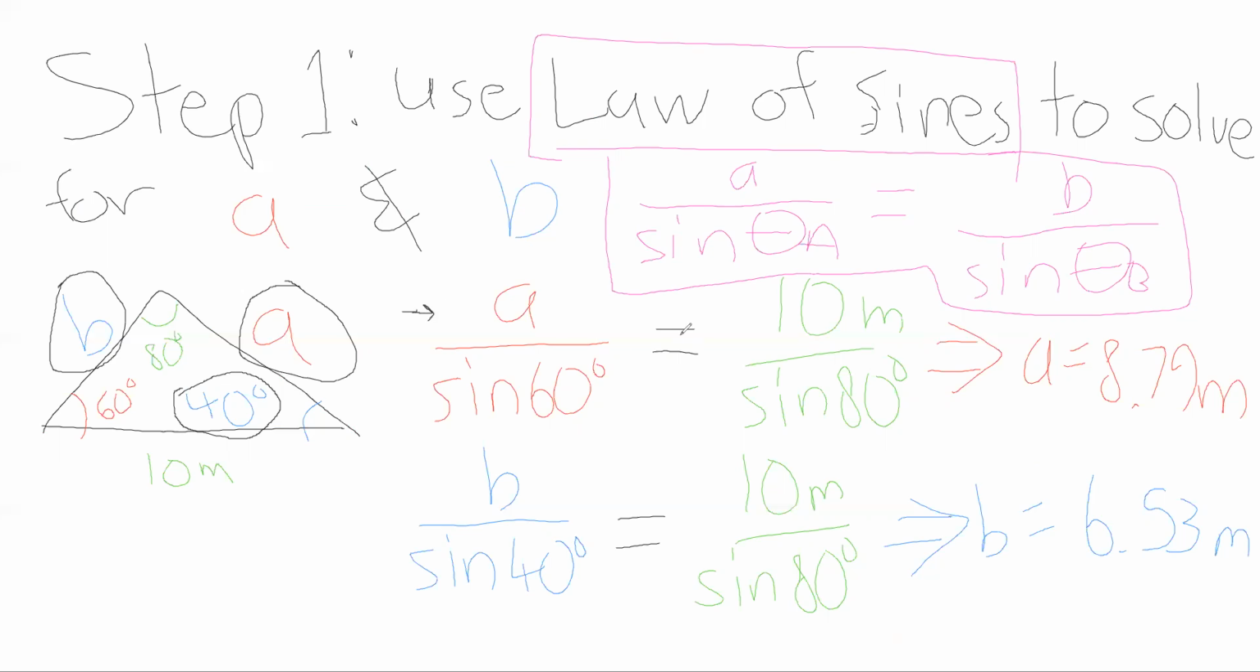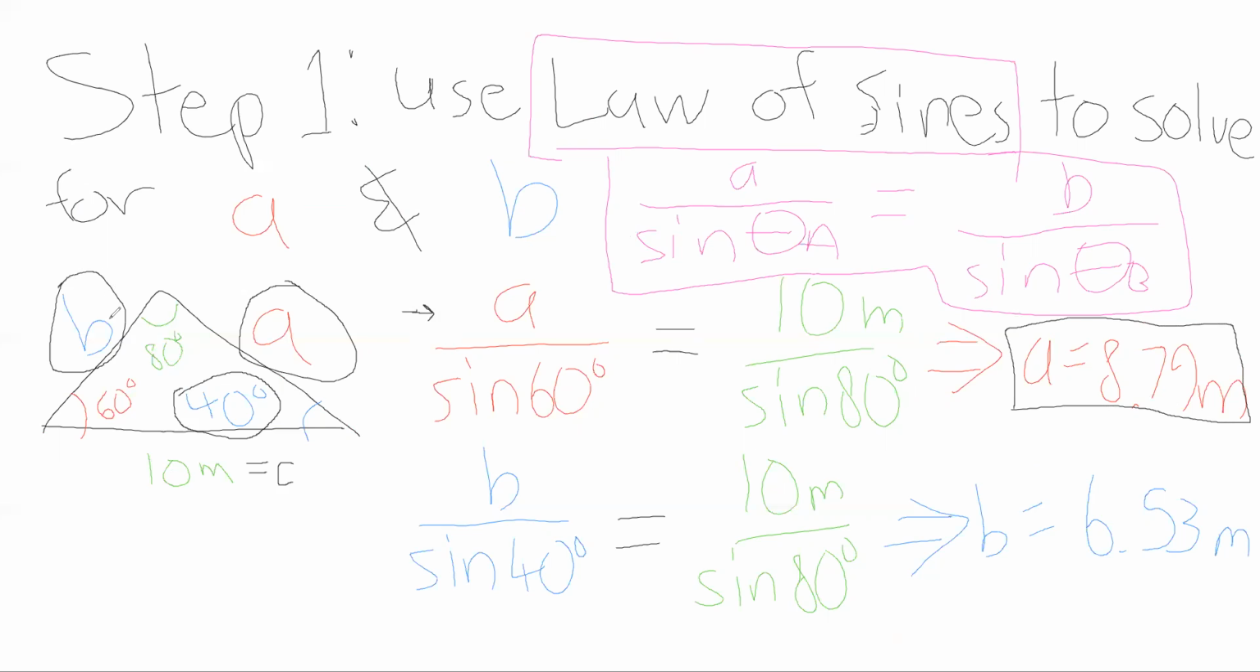is equal to 10, which we know C, this is lowercase c, is equal to 10. That was given in the problem. Divided by its opposite angle, 80 degrees, right? And this is a very simple algebraic equation we can solve here. And then we get that A is equal to 8.79 meters. Great. We do the exact same thing for B.